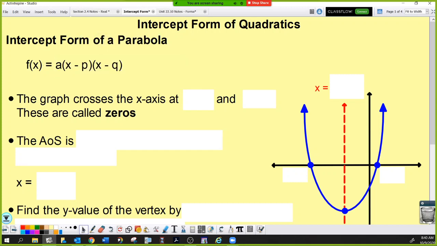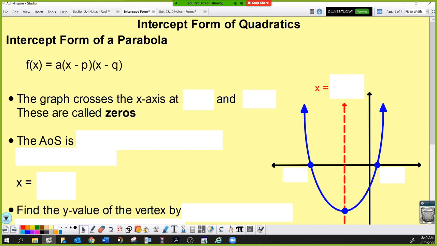So we put an A on the front, which represents the same thing it represented in vertex form, the same thing it represented in standard form. That A on the front shows you if it points up or points down. Positive people smile, negative people frown. That A on the front will also describe how the parabola looks. Does it look narrow? Does it look wide? It's the same exact A thing. It does the same exact job. And that's why I like transformation so much. They always do the same thing.